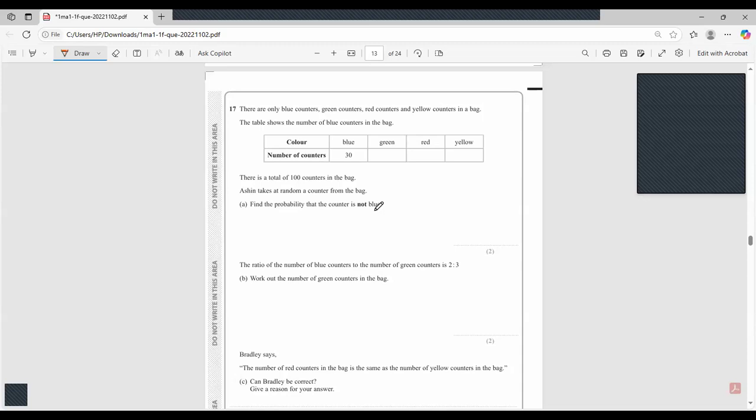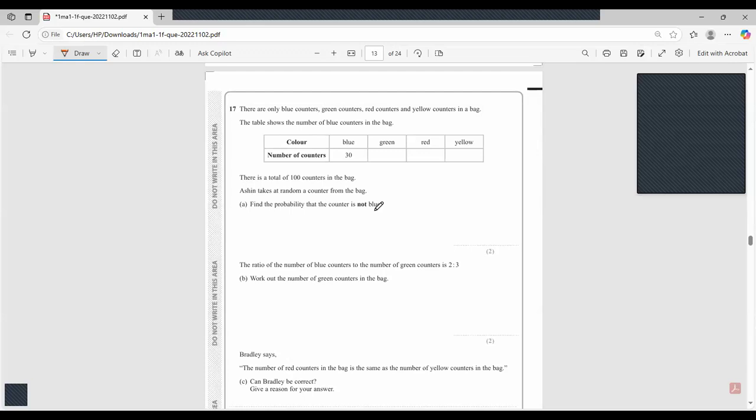30 over... wait, so not blue. 70. Yes, not blue. What did you say? 70 over 100. How did you get 70 over 100? Because 30 are blue, so the rest would be 70. Okay. Because there's 100. The ones that are not blue, right? Yes.